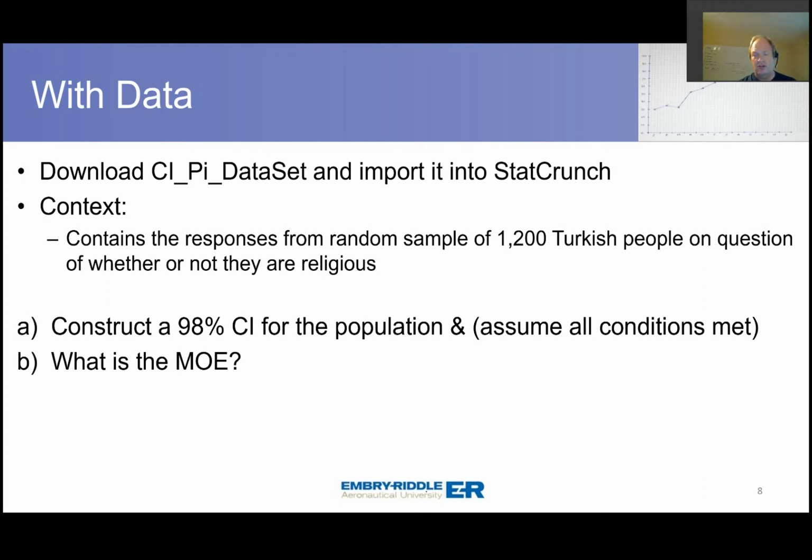All the conditions are met. I don't have to assume it, because the sample is told to be random and the sample size is clearly satisfied. I should test that, but if you look at the data set, you'll see that there's at least 10 people that are and 10 people that aren't. And I'm going to go ahead and compute the margin of error.